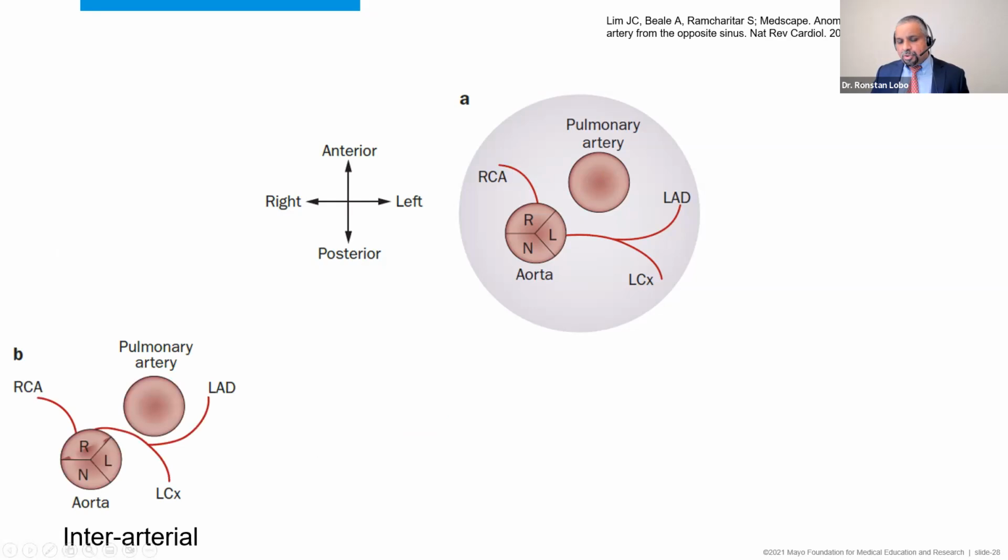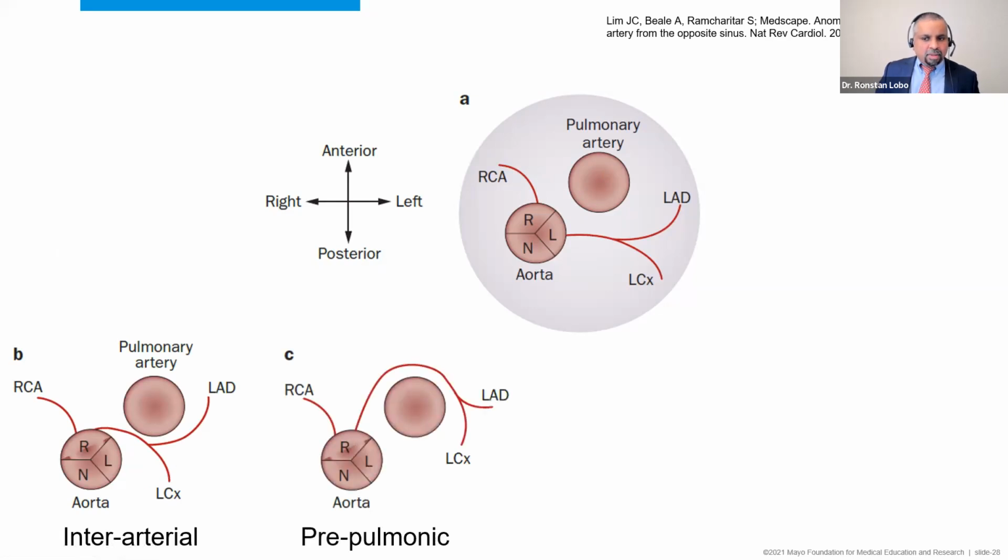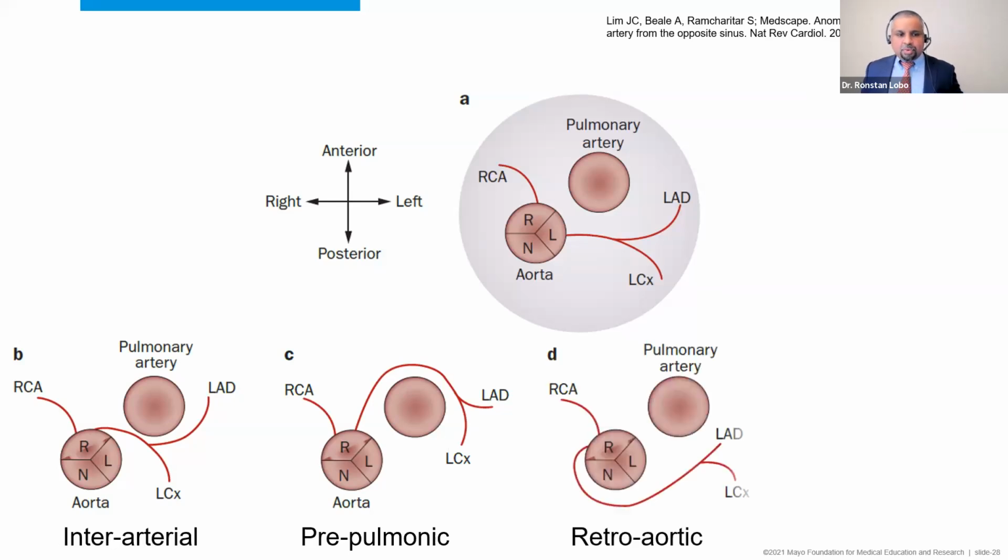Firstly, I'm going to show you an interarterial course. In an interarterial course, the anomalous artery comes off the opposite cusp and crosses between the 2 great arteries, hence the term interarterial. There are also other variations, such as pre-pulmonic, where the anomalous coronary artery goes in front of the pulmonary artery. There's retroaortic, where the anomalous artery goes behind the aorta. These are considered to be more benign anomalies.